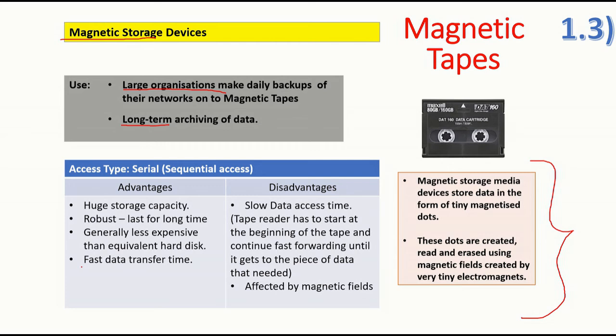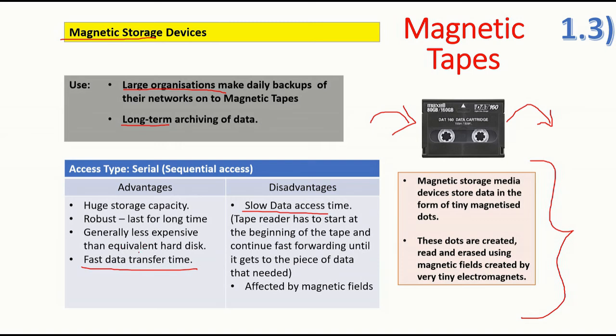The difference of a magnetic tape from the other two magnetic storage devices we discussed is that it has a serial access instead of sequential access. It has a fast data transfer time, whereas a slow data access time. That means data to be put into it is very fast, but data to be taken out from it is a slow process. This is one of the main advantage and disadvantage of magnetic tapes.